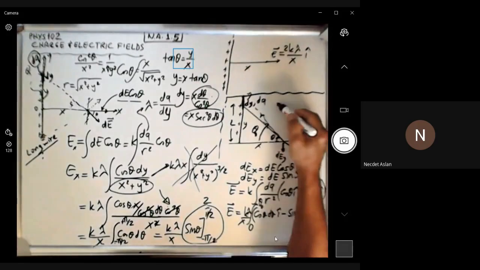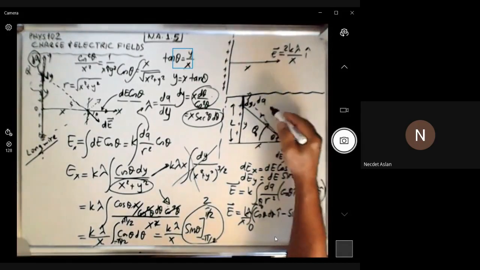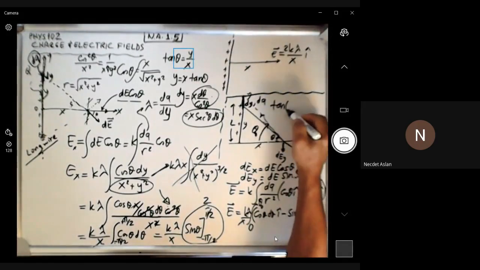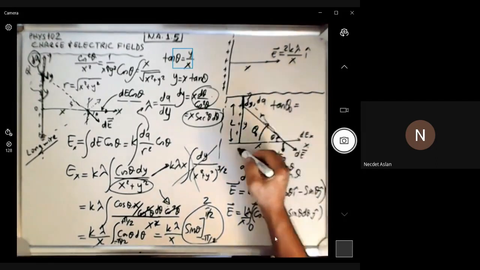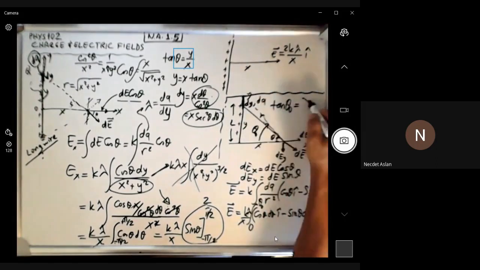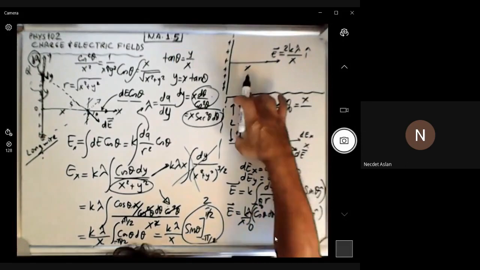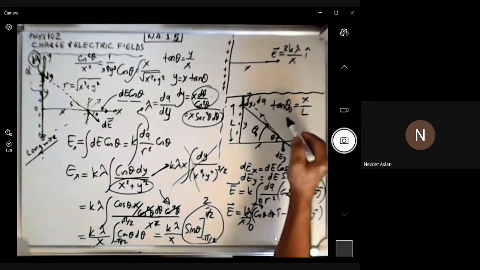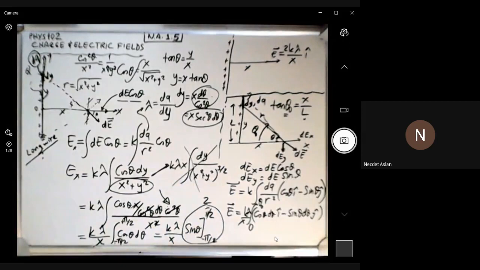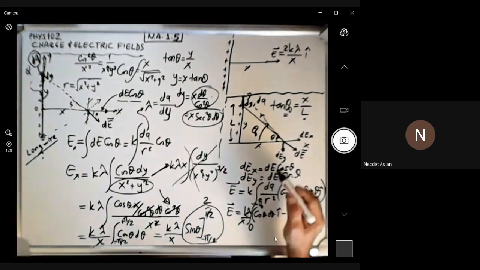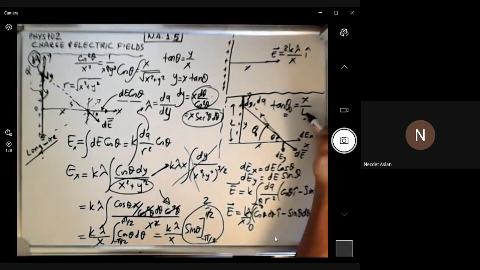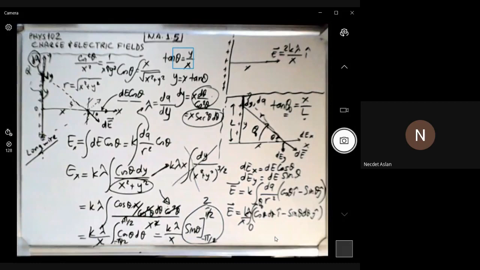So what is theta 0 in terms of other quantities? Tangent of theta 0, as you see, is just x over y, but with the total length, which is L, this is the maximum length. So theta 0 is the arctangent of x over L. So I can also write this.